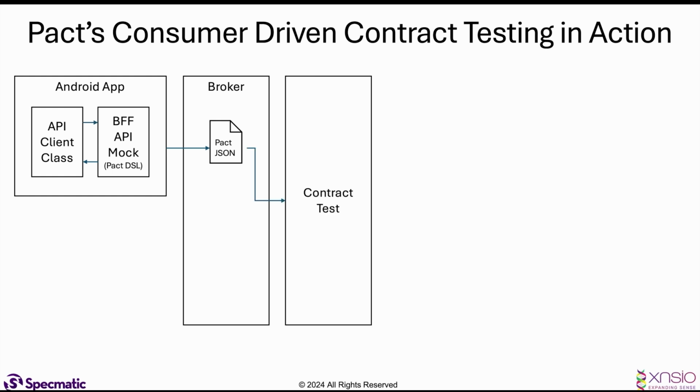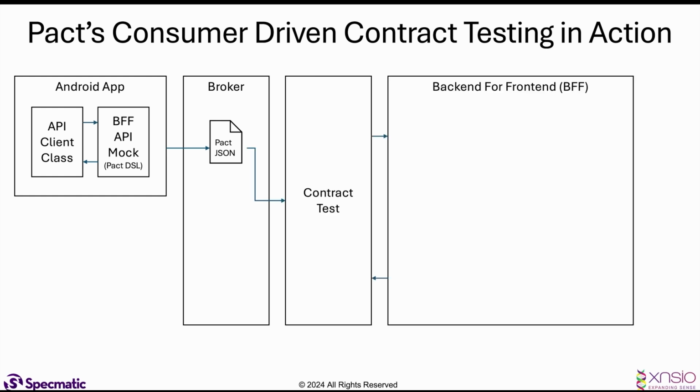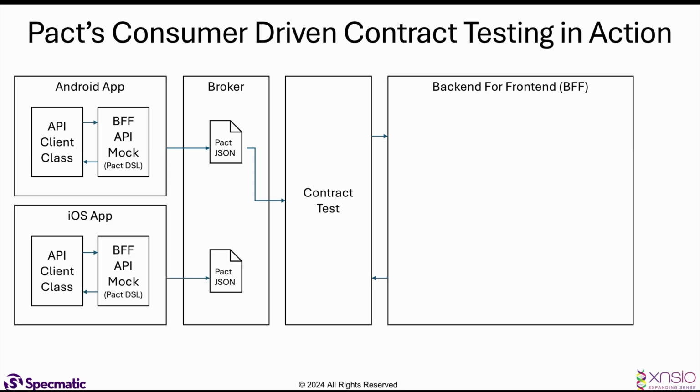Now, let's say we somehow handle that problem and keep the broker up. What's next? The Pact JSON is used to run the contract test against the provider, which in this case is the backend for front-end application. Now, the contract for the backend for front-end is not completely defined by one consumer. It may have multiple consumers. In our use case, we also had an iOS application, which would also generate its version of the Pact JSON based on what it expects the backend for frontend to behave like.